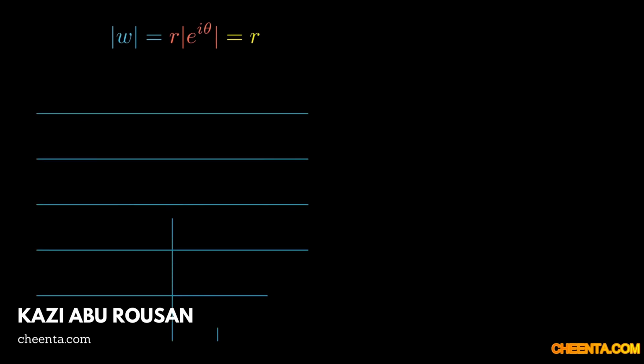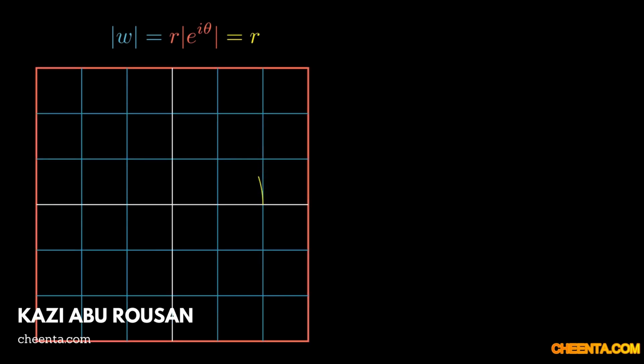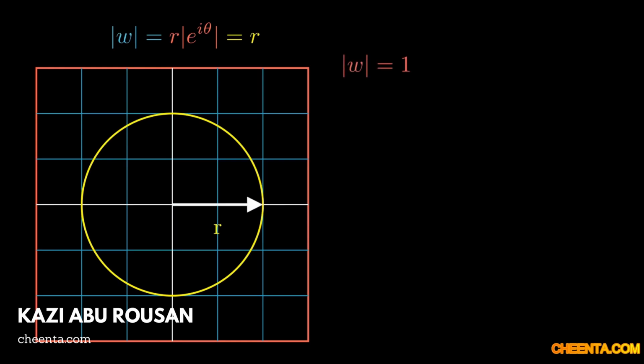Now, from our expression we can see that the absolute value of any number is equal to r. This simply means that it represents a circle with a radius of r, like shown here. Now in our problem, omega's absolute value is 1. That means our radius is 1, and we can write the number omega as just e to the power i theta. That means it represents a unit circle. I hope up to this point everything is clear.